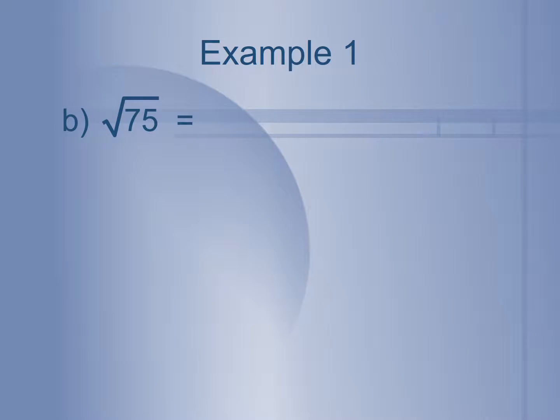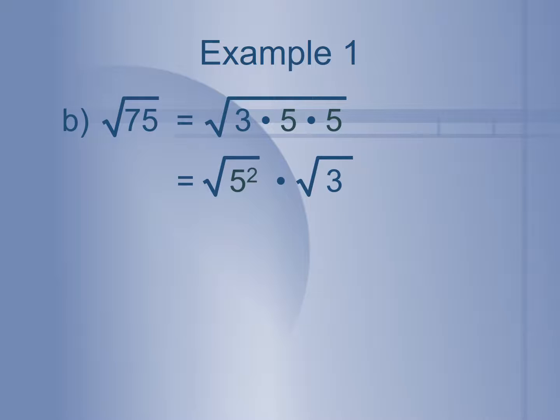The square root of 75, if I were to write the prime factorization of 75, it would be 3 times 5 times 5. Well, 5 times 5 is a perfect square, so I'm going to isolate it in its own radical, and in the other radical, which is being multiplied, I'm going to have the 3 that's left over. The square root of 5 squared becomes 5, so my final answer becomes 5 square roots of 3.